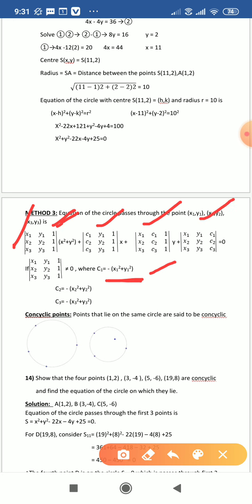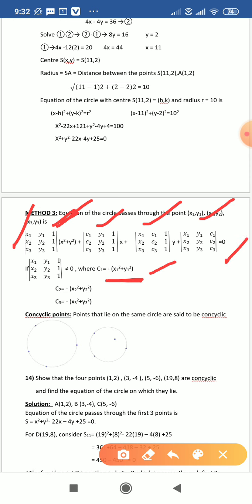In the first determinant, eliminate the third column by using C1, C2, C3. We find this determinant: x1, y1, C1, x2, y2, C2, x3, y3, C3. If we find the four determinants like this, this is the formula: first determinant into x square plus y square, plus second determinant into x, plus third determinant into y, plus fourth determinant is equal to 0 is the equation of our required circle.